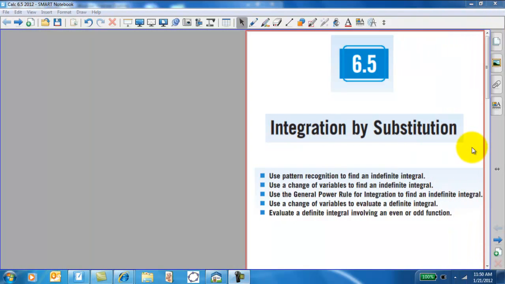Hello calculus students, here we are with integration by substitution. Our last section here, we're not going to be covering 6.6. We're going to use pattern recognition, and basically it's sort of like the chain rule in reverse. Remember how the chain rule opened up a lot of different derivatives we could do? Now this is going to open up a lot of different integrals we can do. And toward the end there we're going to see how to evaluate a definite integral involving an even or an odd function.